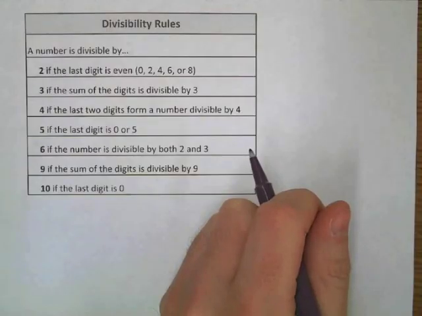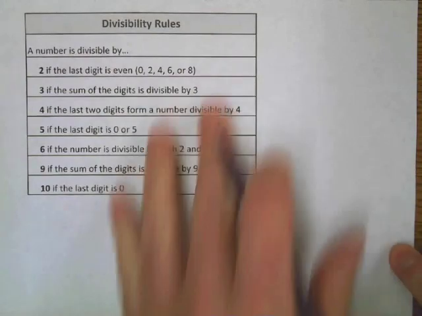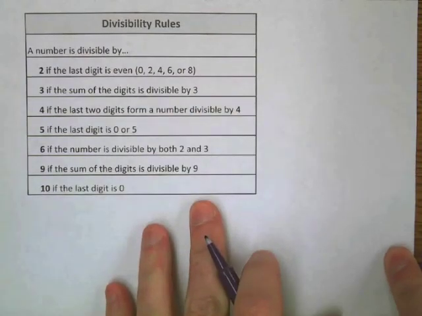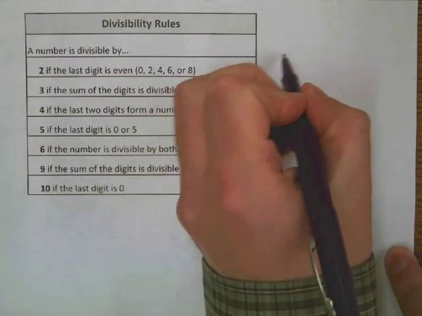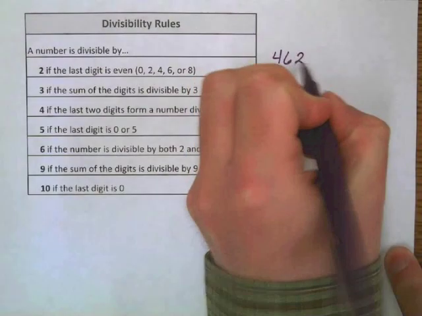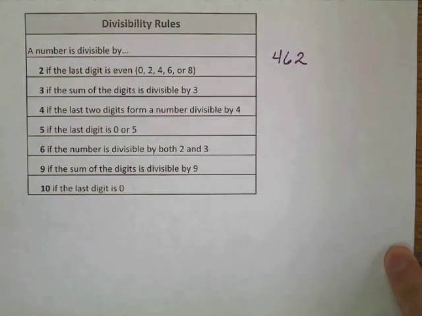Lesson 4-1, Example 1. Our objective here is learning to use the divisibility rules. And here's a list of our divisibility rules. And so let's test these out. Let's say we have a number 462.